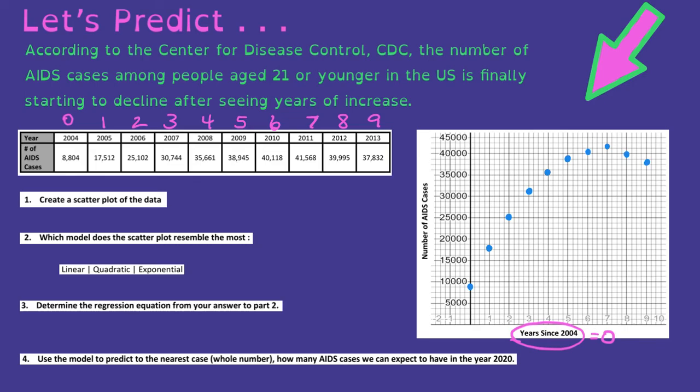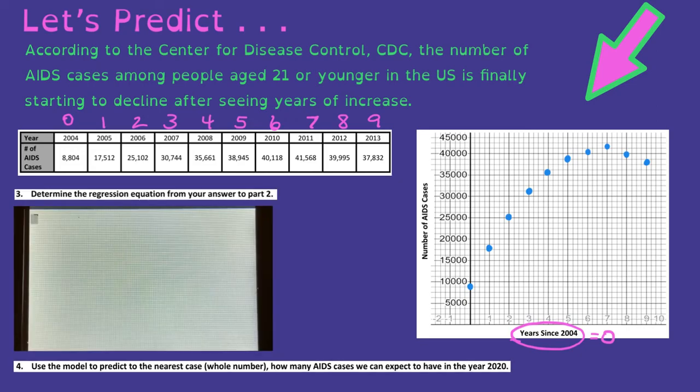So let's go ahead and answer the questions. We did the scatter plot, check. Which model does the scatter plot resemble the most? I'm going to go with quadratic. It's definitely not linear or exponential. And then it says determine the regression equation from your answer to part 2. So we'll do that next.